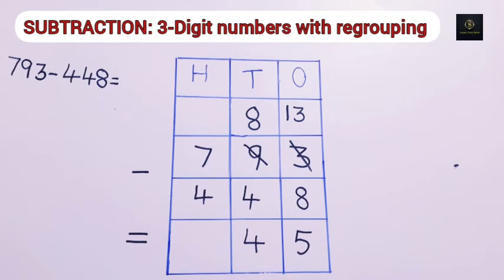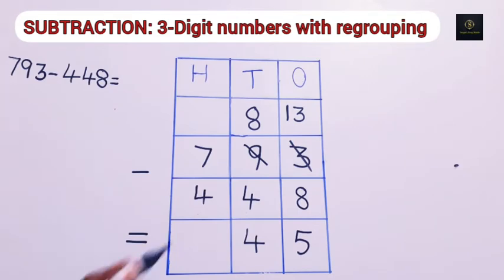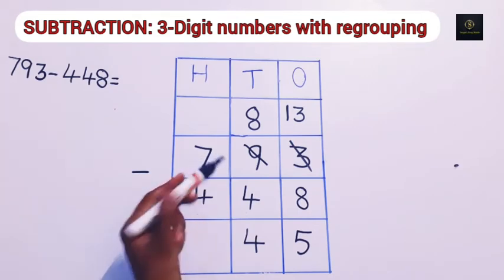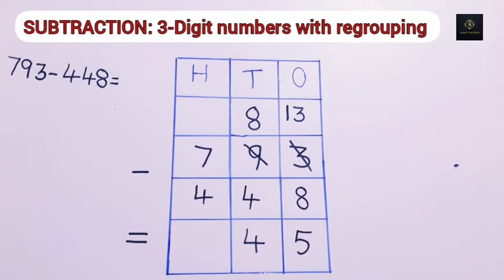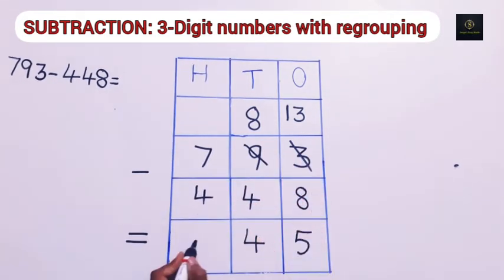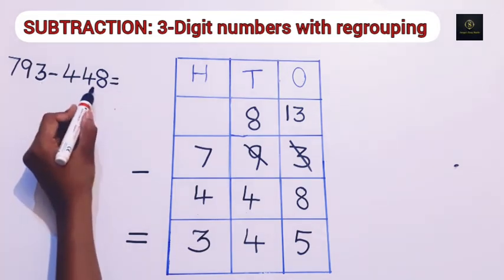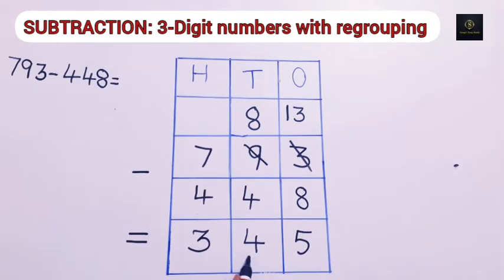Now, let us subtract the digits in the hundreds column. That is 7 minus 4. Can we subtract? Yes. So count after 4 till 7. 5, 6, 7. That is 3. So here I write 3 in the hundreds place. So the difference between 793 and 448 is 345.